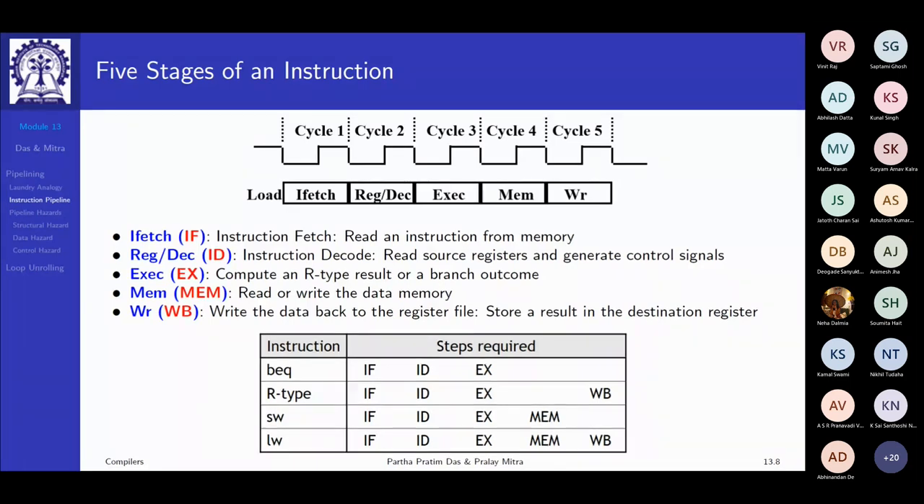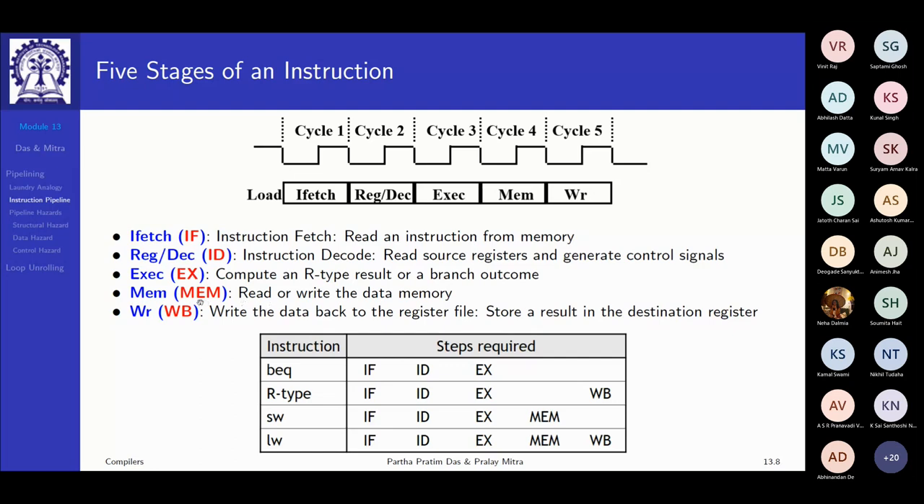So you read those source registers. Both of these you do in the ID stage. Then you have the execute stage, where for an arithmetic operation, you compute the register type result. For a branching operation, you want to find out what the branch outcome is. Will the branch be taken, or will the branch not be taken?